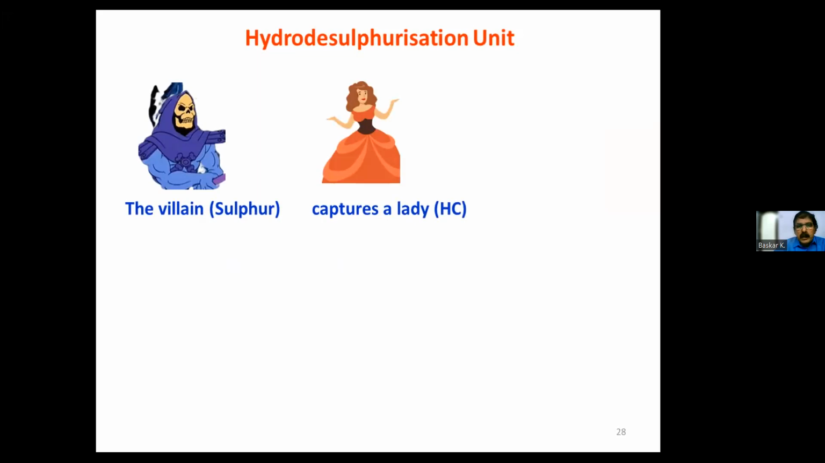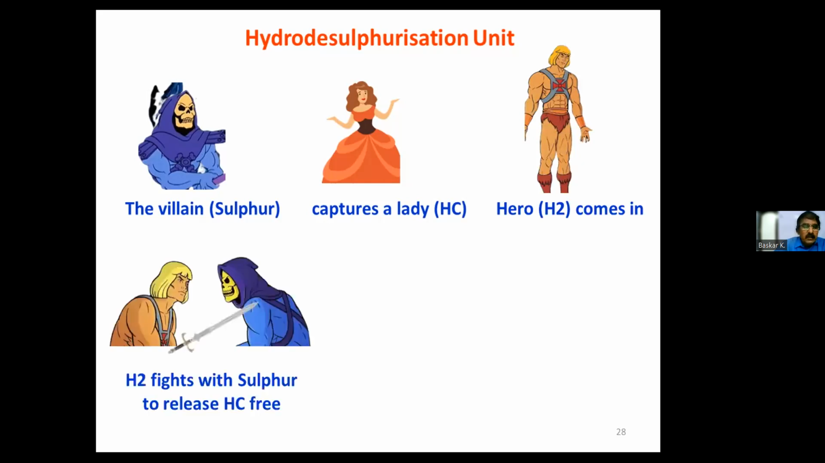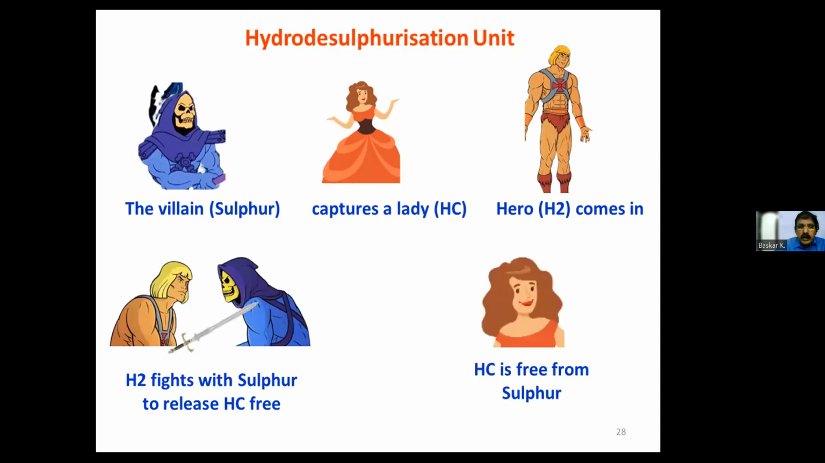We have to call only the hero. Who is the hero? Hydrogen. The hydrogen hero comes in and he fights with sulfur to release hydrocarbon free. Okay, this is a simple graphical formula of how the sulphur is removed from hydrocarbon, right? And maybe some of you know the characters, this villain and hero.